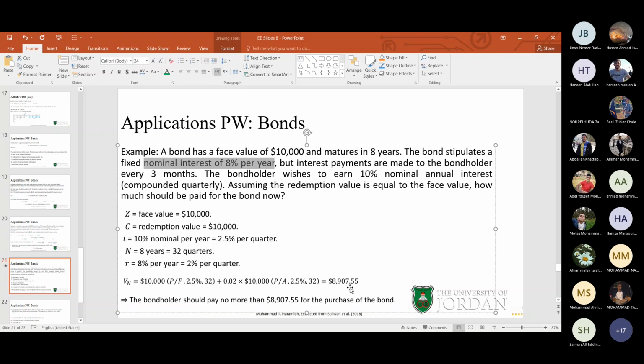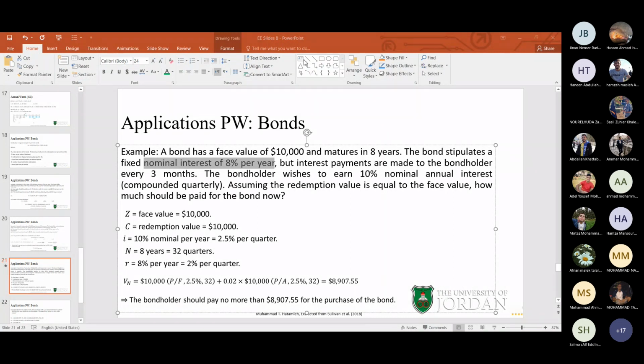Straightforward throughout the application, the present worth comes out to $8,907.55. So even though the bond has a face value of 10,000, if you want to buy it from the bank and make some profit, you shouldn't pay more than $8,907.55.